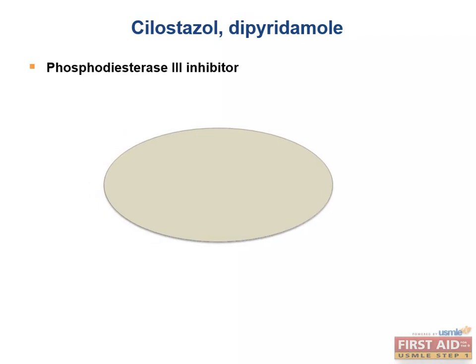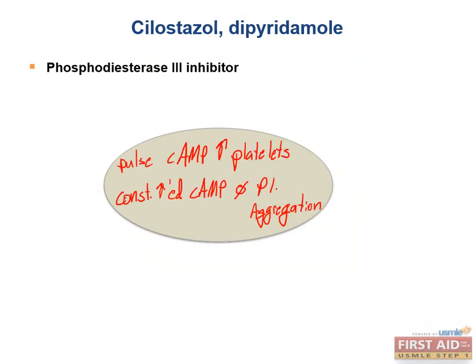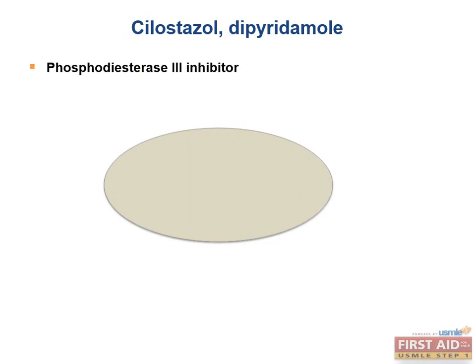Next up on our antiplatelet drugs is cilostazol and dipyridamole. Interestingly, pulsatile cyclic AMP activates platelets, but constitutively high levels of cyclic AMP inhibit platelet aggregation. These two drugs are phosphodiesterase 3 inhibitors that maintain constant high levels of cAMP in platelets. Cilostazol and dipyridamole can be used for prevention of stroke or transient ischemic attacks, usually in combination with aspirin. They are also used for peripheral artery disease that gives you intermittent claudication as well as angina prophylaxis.